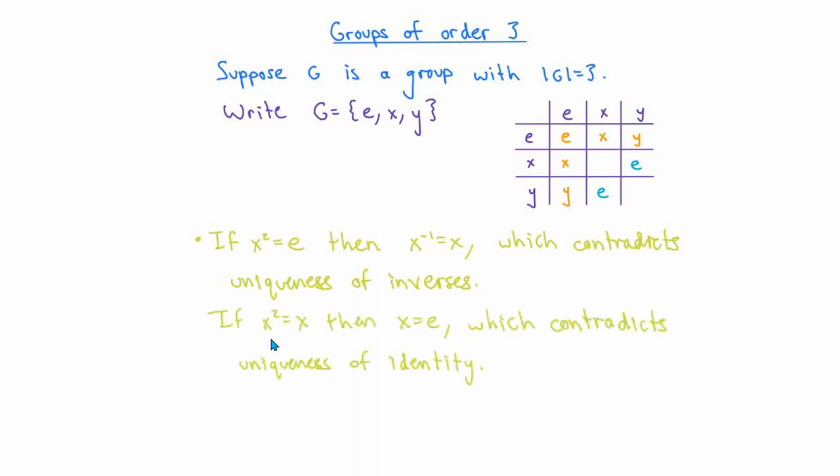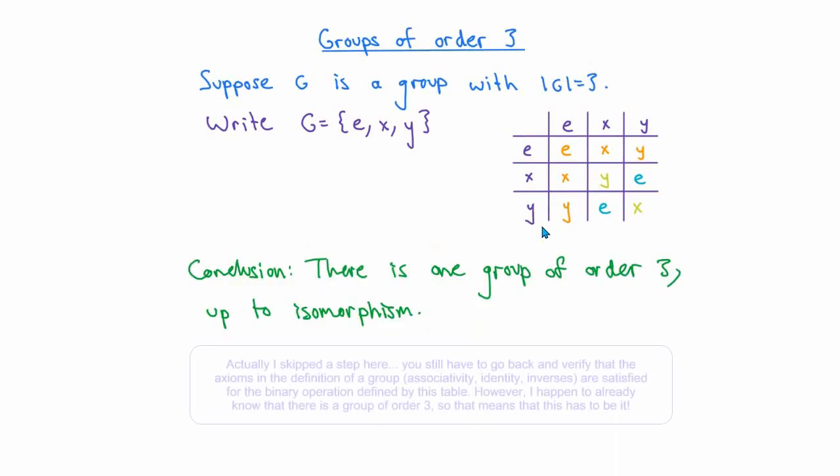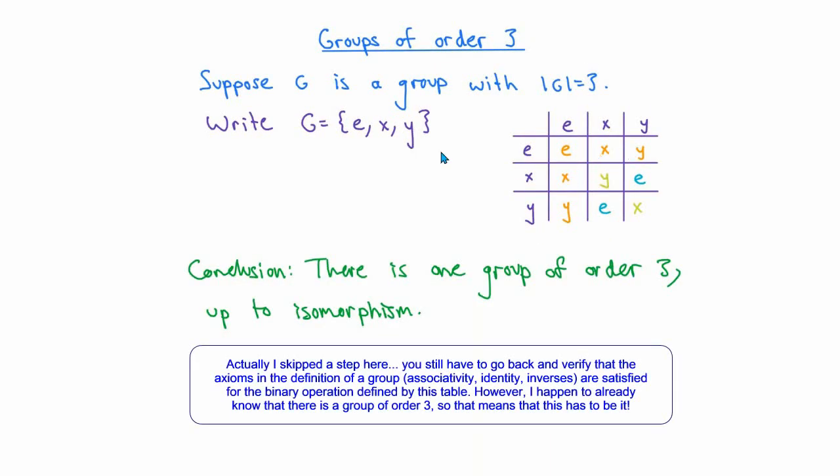If X squared were equal to X, then by the cancellation law we would have that X equals E, which would contradict the uniqueness of the identity. Therefore, X squared is not equal to X. So the only choice left is X squared equals Y. Now, by a similar argument, we can also show that Y squared has to equal X. So that fixes the multiplication table. And since we didn't have any choices except for how to label the elements, our conclusion is that there's only one group of order 3 up to isomorphism.